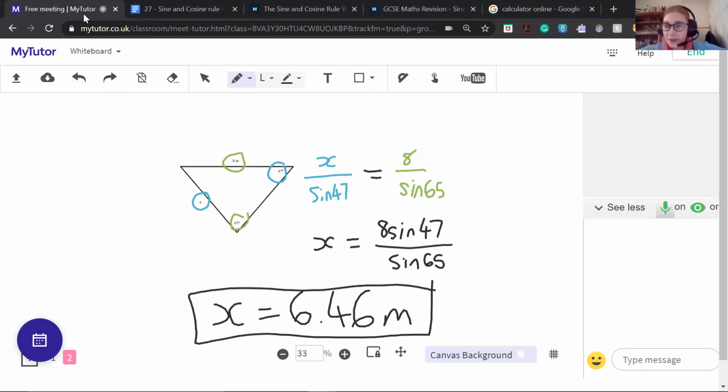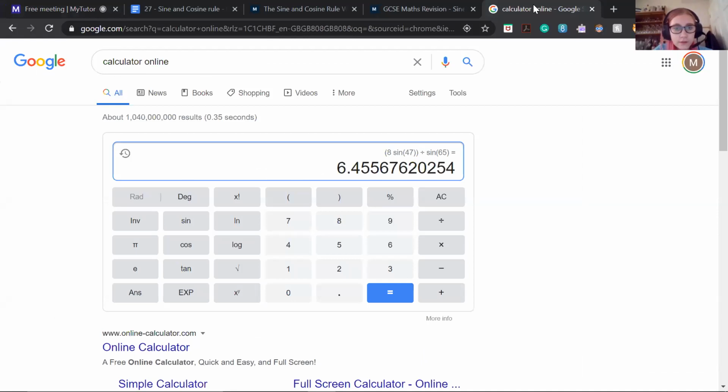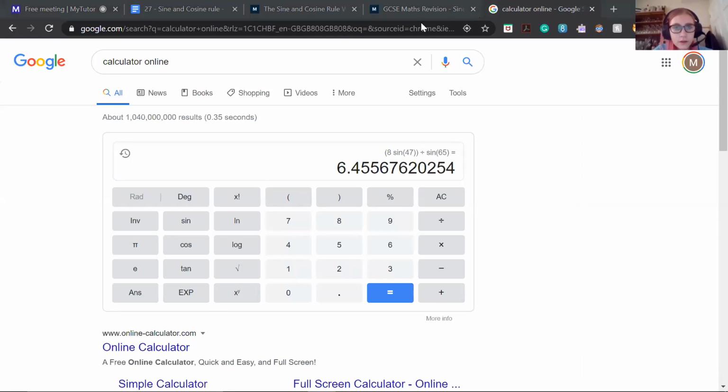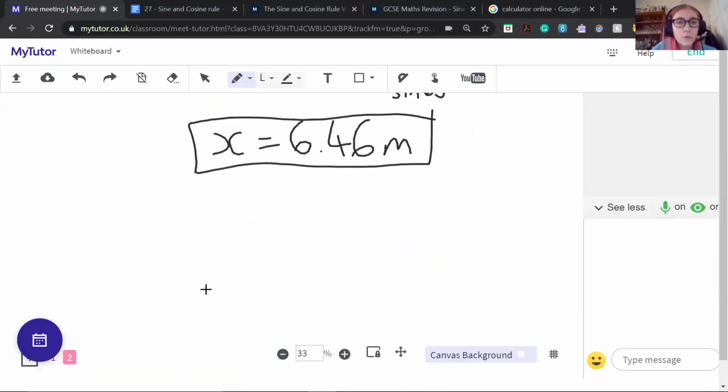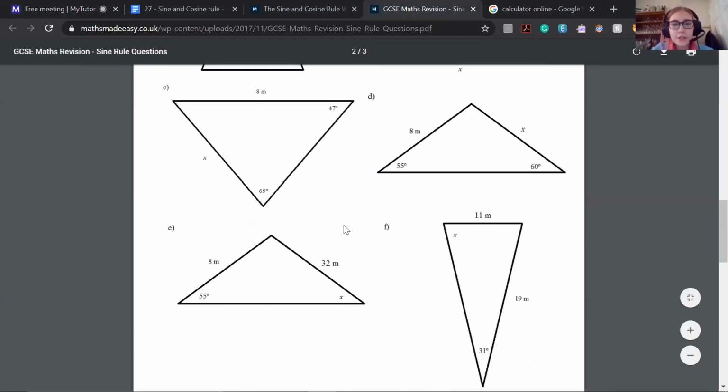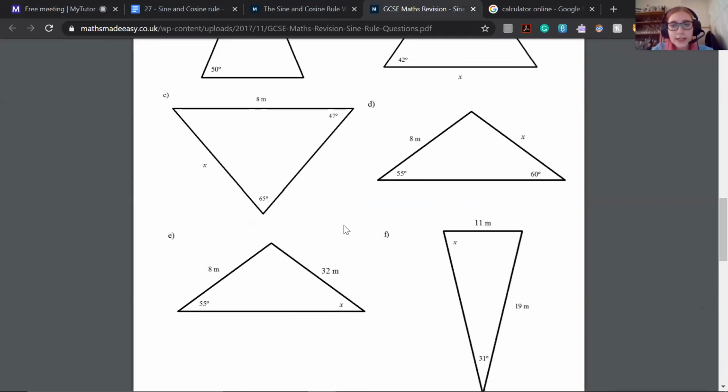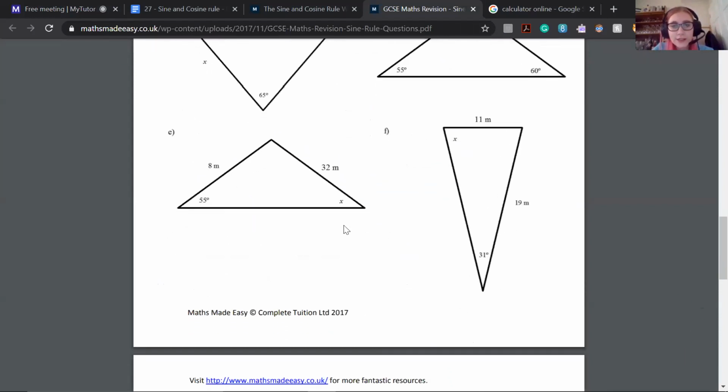So don't worry, I'll be doing another couple of examples. A couple of people said 6.56. Okay, that's fine. Well, we'll go with it. Right, let's do another one. Let's have a look at, let's do this one here.